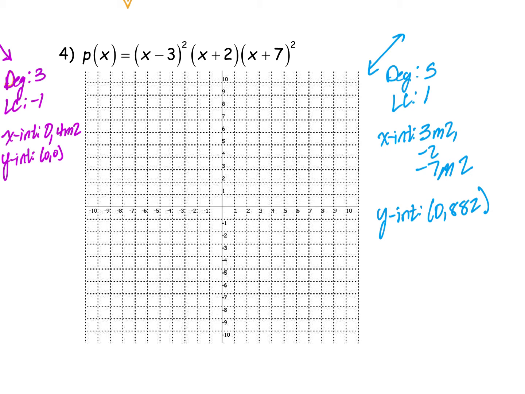So I have one at 3 that's going to kiss or touch. One at -2 that's going to cross. And one at -7 that's going to touch. And then my y-intercept's at 882, so way, way up there. So I'm touching, cross, touch. Yeah. Okay, so I'm starting low.